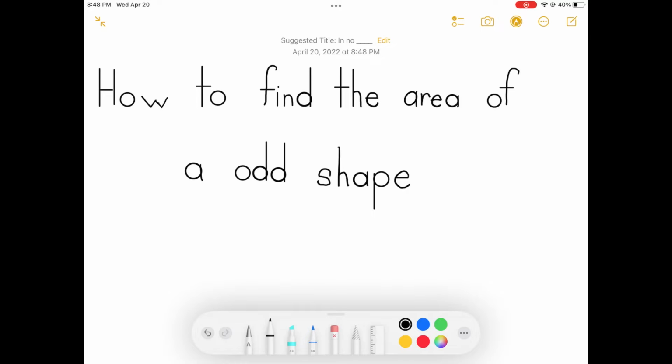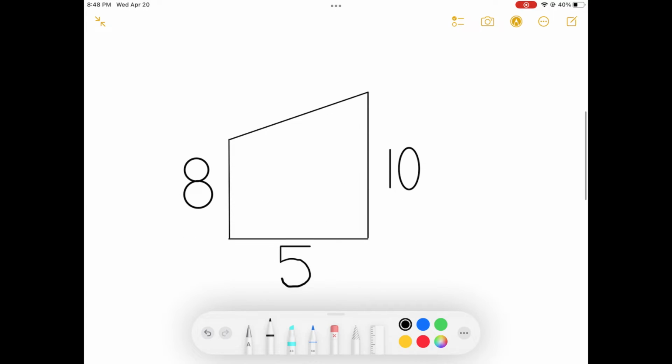Everybody, today we're going to learn how to find the area of an odd shape. Now here we see we have a shape that's neither fully rectangular or square or anything like that. That is what I mean by an odd shape. Now there are two ways to find the area of a shape like this.